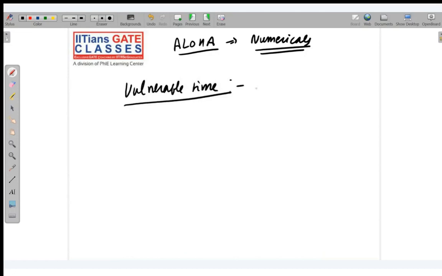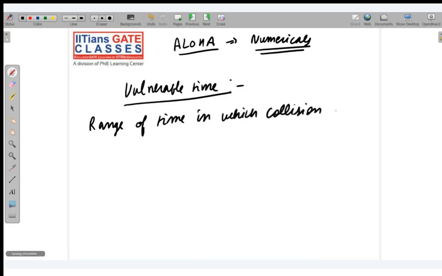So what do you mean by vulnerable time? Vulnerable time is the range of time in which collision can take place. So the range of time in which collision can take place, that is known as vulnerable time.